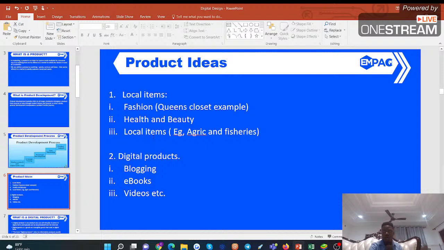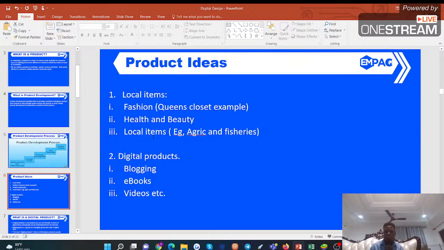So now, talking about local markets, there are certain products that are easy to come up with, like fashion products, health and beauty, weight loss, and beauty products like pimple removers and black spot removers. They sell a lot in the local market.